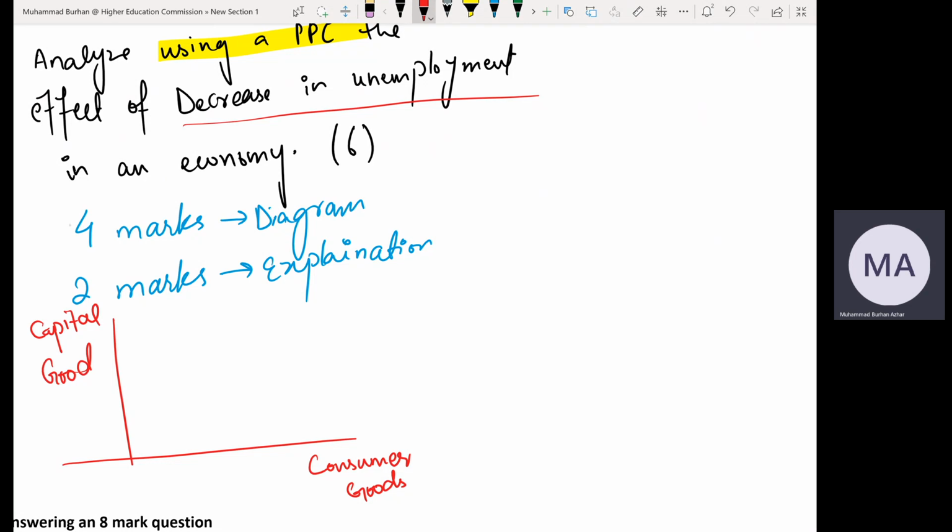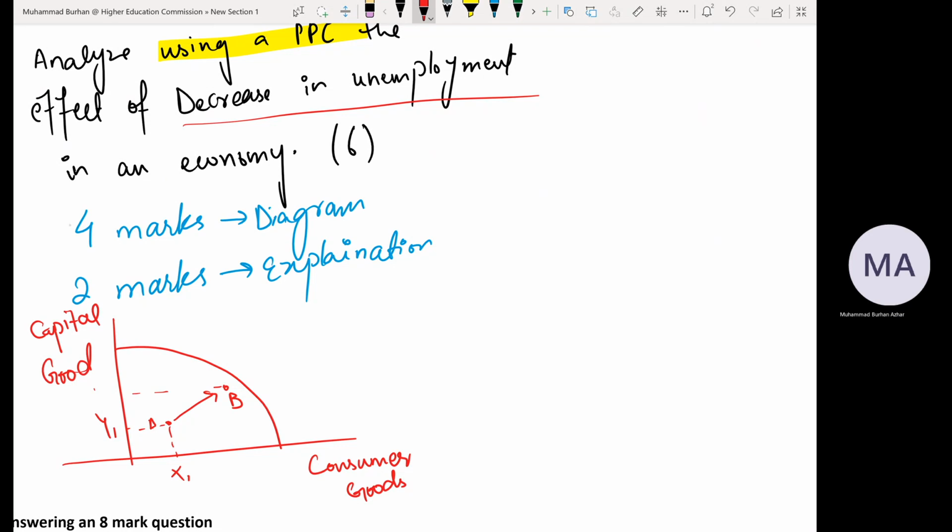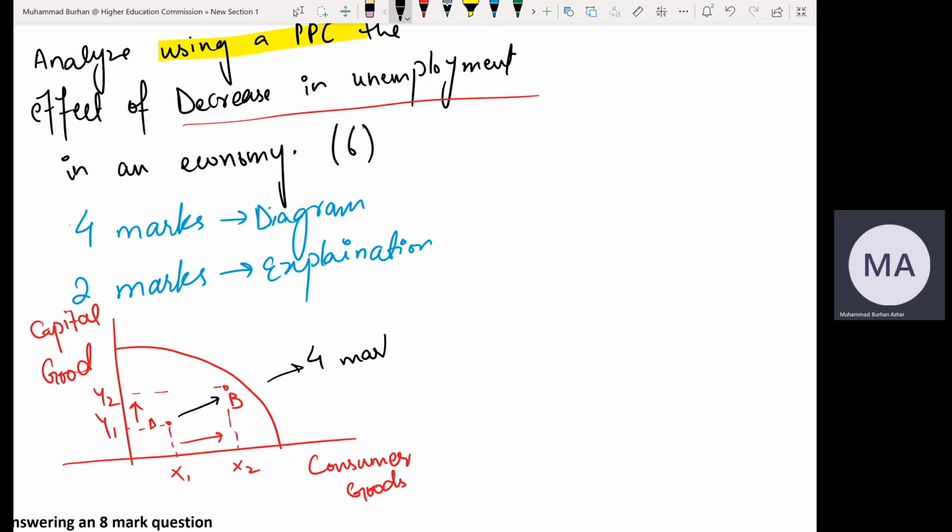Okay? So I'll draw an initial PPC and show a point inside the PPC, where initially we were producing, at this point, x1, y1. And this movement from point A to point B signifies a decrease in unemployment. Okay? Once I've drawn this, using the arrows I have to show the effect as well. I have shown that. So this diagram gives me 4 straight marks.